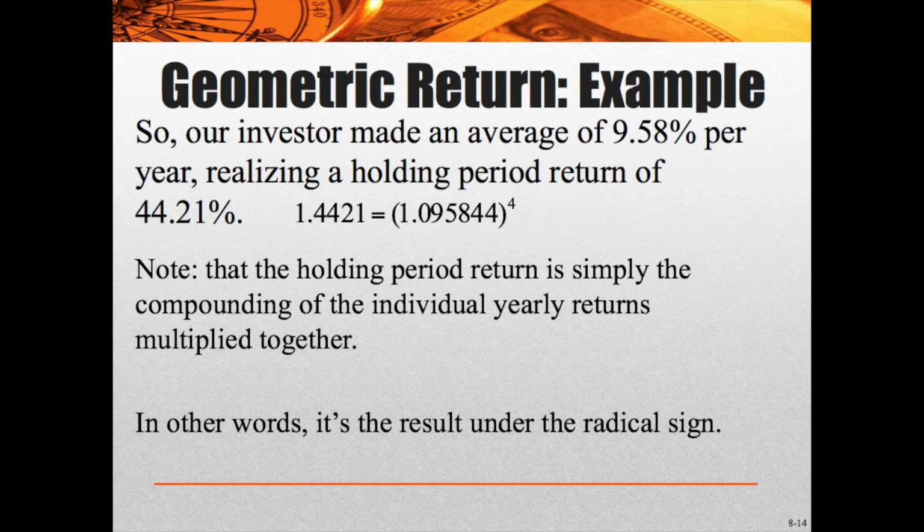The other way to look at this is our investor made an average of 9.58% per period, realizing the holding period return of 44.21%. You can also, just to check the math, take 1.095844 and raise it to the fourth power. In other words, put 1.095844 in a calculator, hit y to the x, 4, not 0.25, and it will multiply it 4 times against itself. Then hit equals, and you will get the answer that we had for our holding period return.